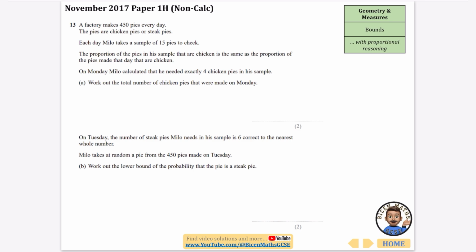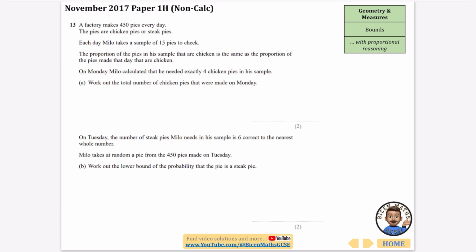A factory makes 450 pies every day, and the pies are chicken pies or steak pies. Each day Milo takes a sample of 15 pies to check, and the proportion of the pies in his sample that are chicken is the same as the proportion of the pies made that day that are chicken. On Monday, Milo calculated that he needed exactly 4 chicken pies in his sample. Work out the total number of chicken pies that were made on Monday.